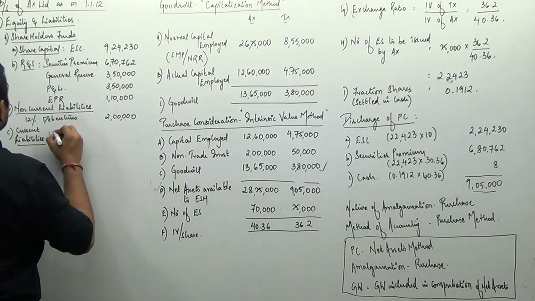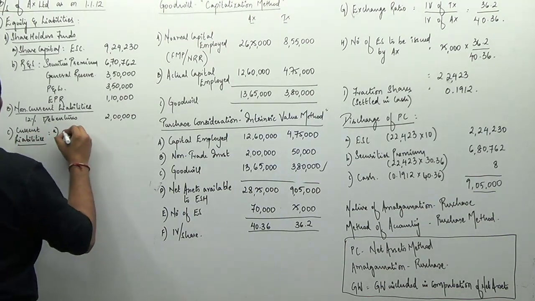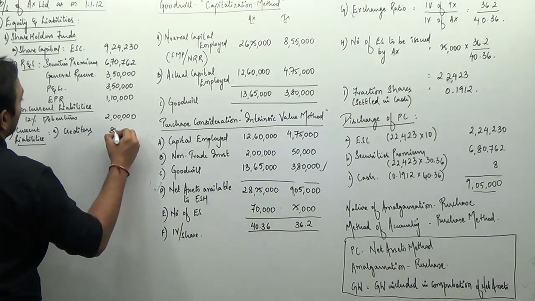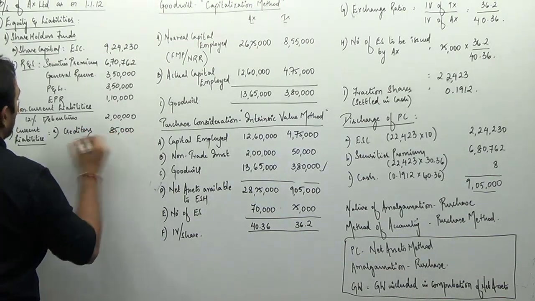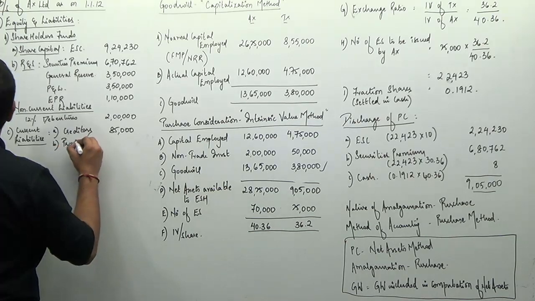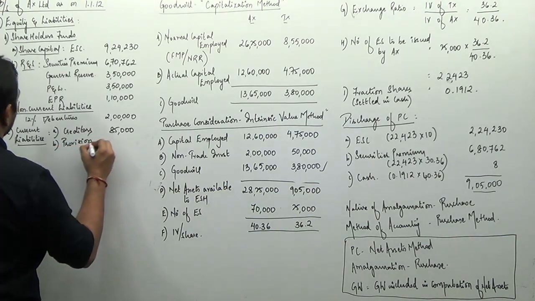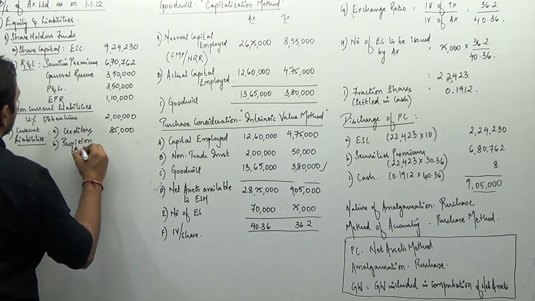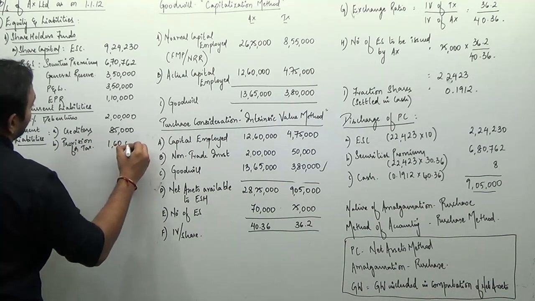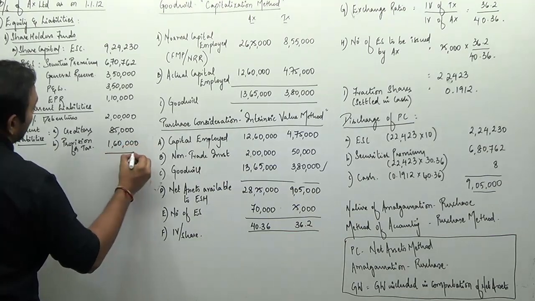Three current liabilities. First one, creditors. Simple addition is sufficient: 85,000. Provision for tax. Okay, only two items. There's no proposed dividend. Tax provision: add both of them, 1,60,000. Story ends.